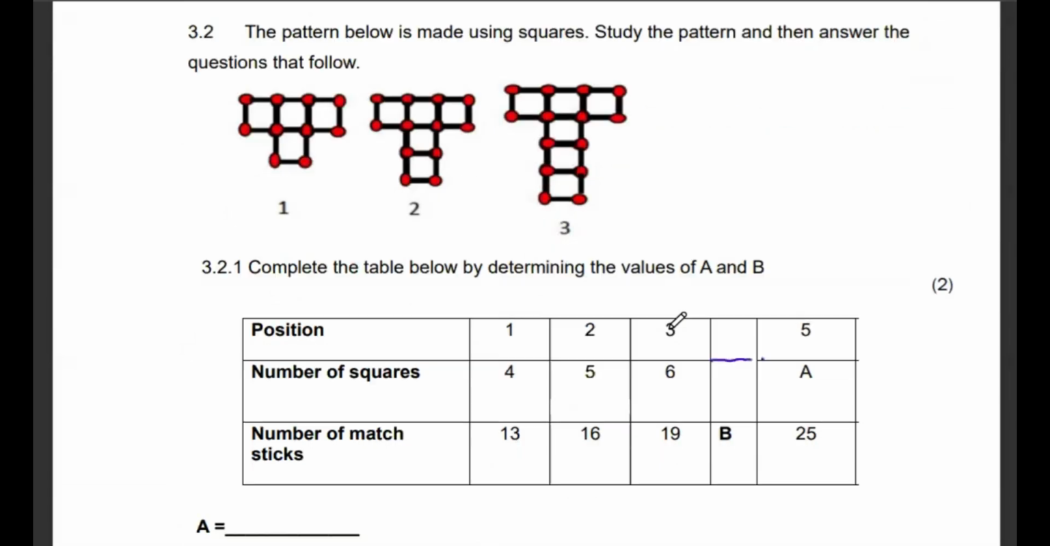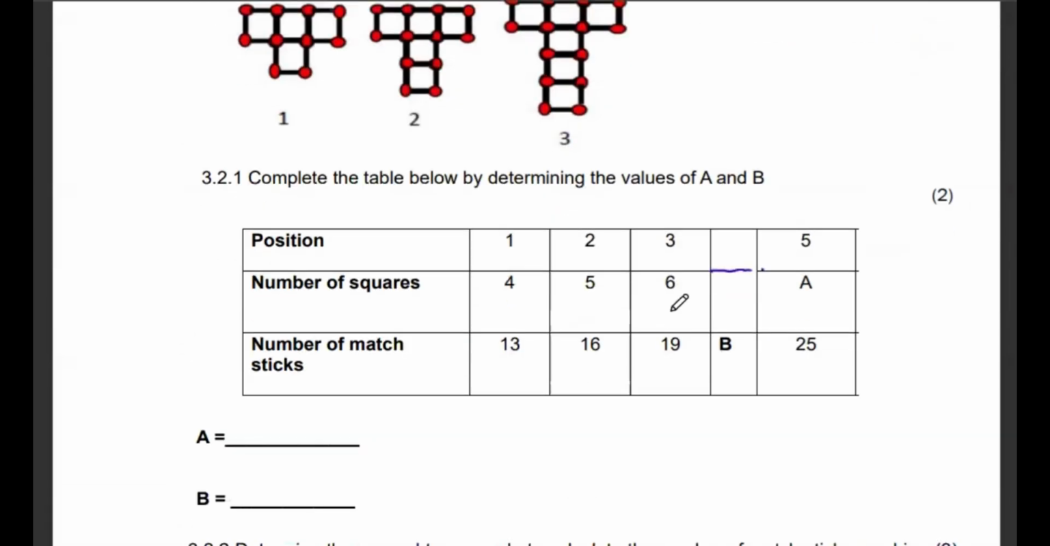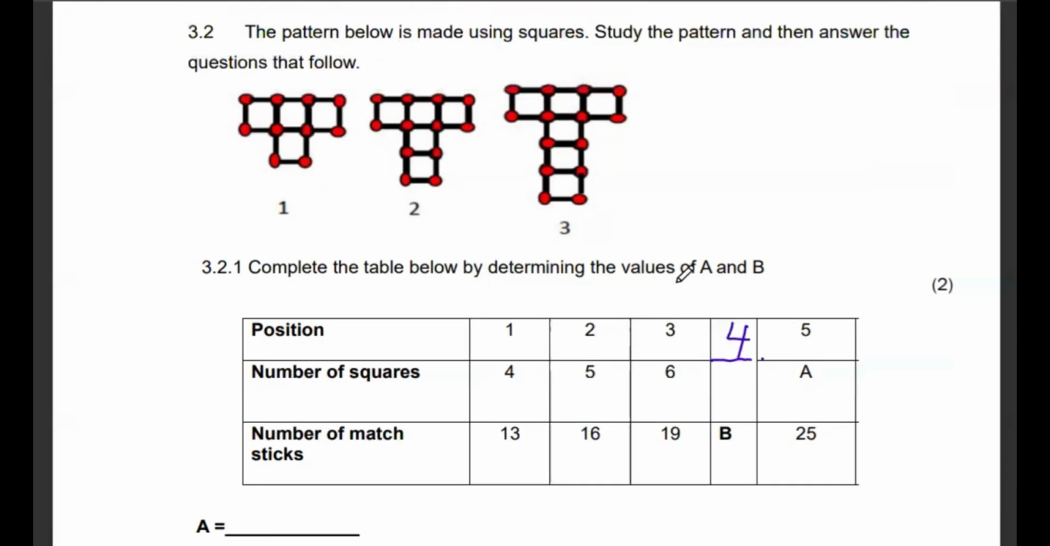Complete the table by determining the values of A and B. I think this was supposed to be a 4, if I'm not mistaken. Okay, so we know that the first position, 1, 2, 3, 4, 5. How many squares do we have? It's 1, 2, 3, 4 squares. And then here, 1, 2, 3, 4, 5 squares.